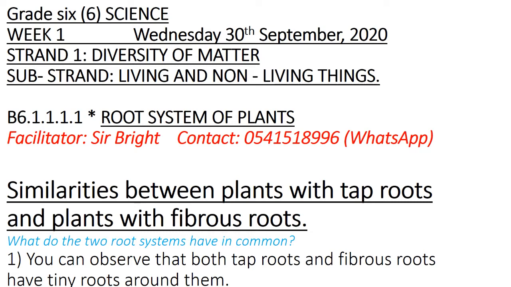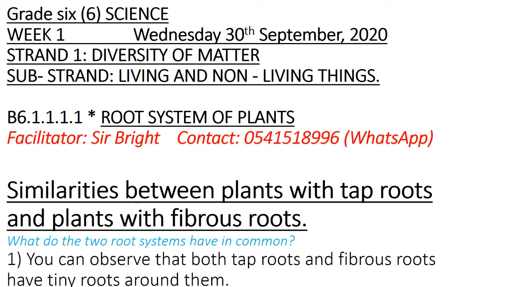So let's quickly recap what we did last week. We looked at root systems. We said that we have two types of root systems. We have the taproot system and then the fibrous root system. I hope you remember. Good.